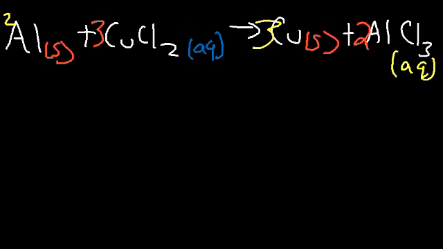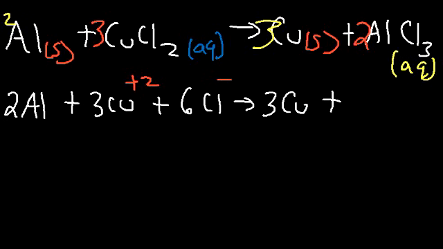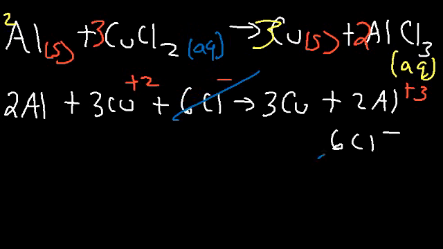Let's go ahead and write the total ionic equation. So the aluminum solid is going to stay the same. Copper chloride, we can write that as 3 Cu2+ ions, and 3 times 2 is 6, so we're going to have 6 chloride ions. And on the right side, copper is a solid, so we can't change it. Aluminum is going to be +3, and we still have 6 chloride ions as well. So notice that the spectator ions are the chloride ions.